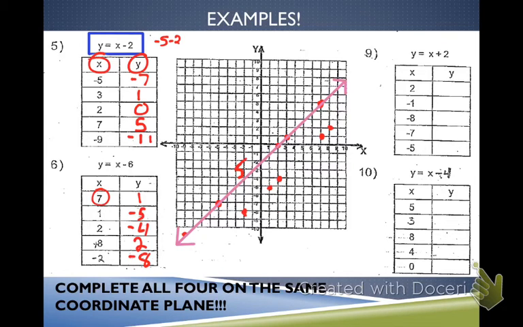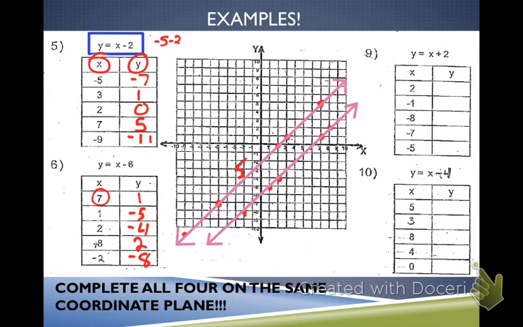Go ahead and create your line. Remember, it needs to be a straight edge. You should go through all of the points. You need to make sure it has an arrow at the end because it goes on forever. And does it create a straight line? Yes, it does, which means it's a linear equation. Because it creates a straight line, it's a linear equation. All right, those are your 2.